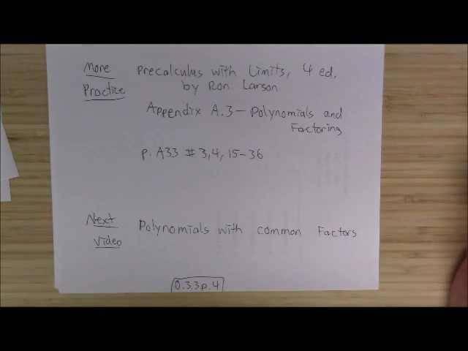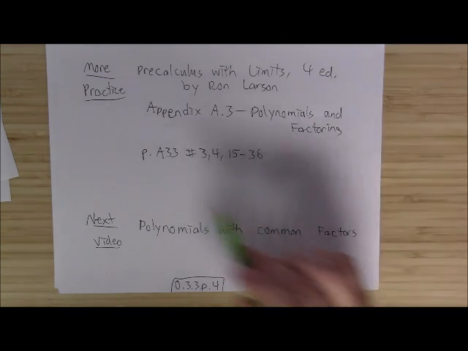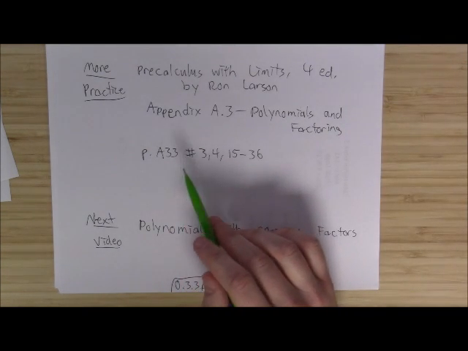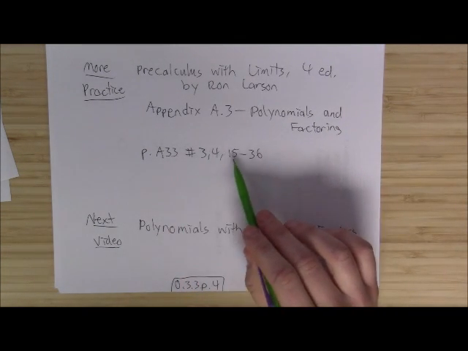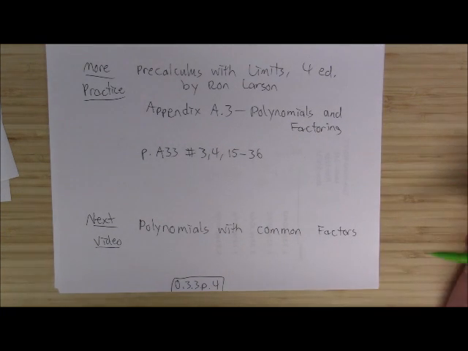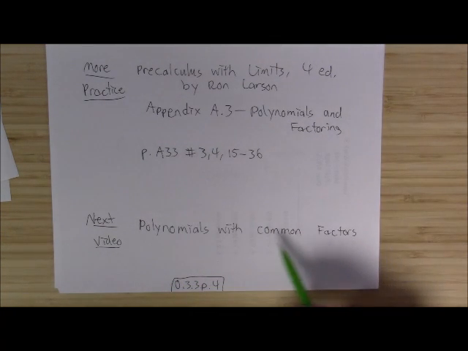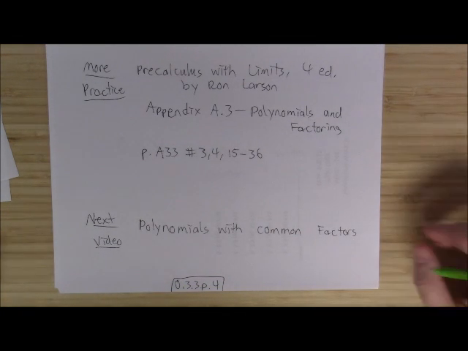For practice with working with these special products, be sure to see page A33 of the textbook and work out numbers 3, 4, and 15 through 36. And in our next video, we'll be talking about polynomials with common factors, so we'll be starting factoring.